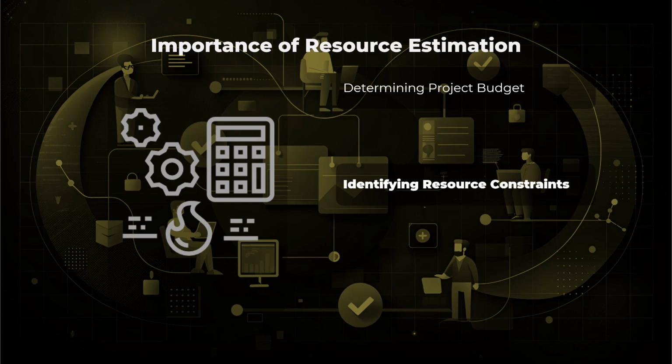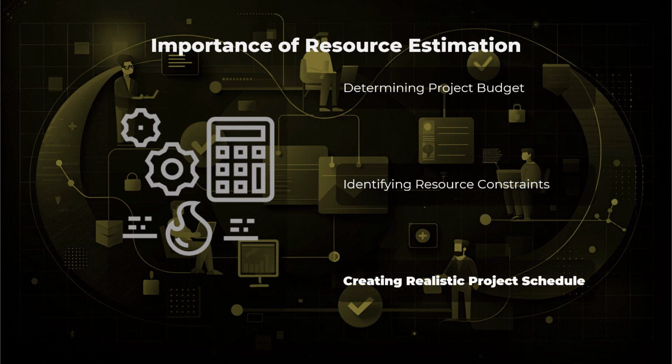Identifying resource constraints. Resource estimation helps in identifying potential constraints that could impact the project's progress. This includes identifying shortages or limitations in essential resources such as skilled labor, specialized equipment, or raw materials. By recognizing these constraints early on, project managers can proactively address them to prevent delays or cost overruns.